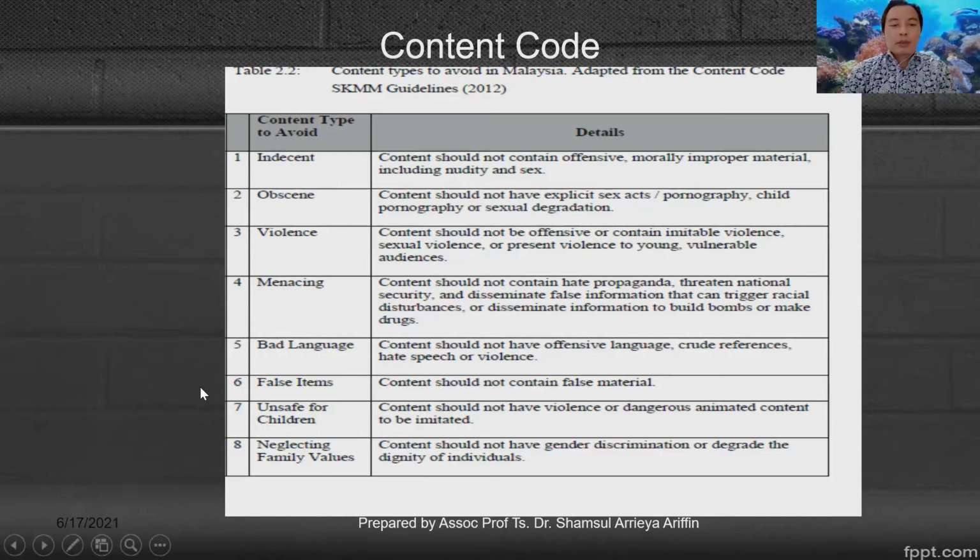So you don't write on the false item. Maybe you refer to an article, and then suddenly you are quoting the false item. So it's not right, it's not ethically correct. In Malaysia, unsafe for children, content should not have violence or dangerous animation, to be limited, neglecting family values. So this is also not recommended. So these are the content types to avoid. All these need to be taken into consideration when you write the article.